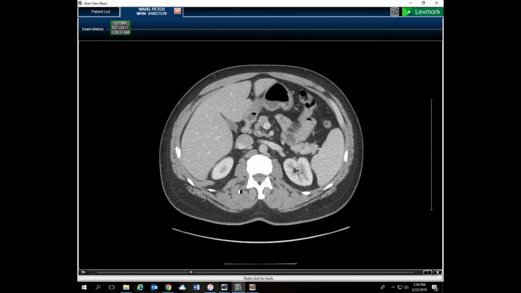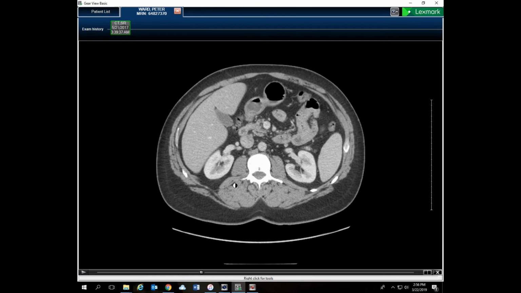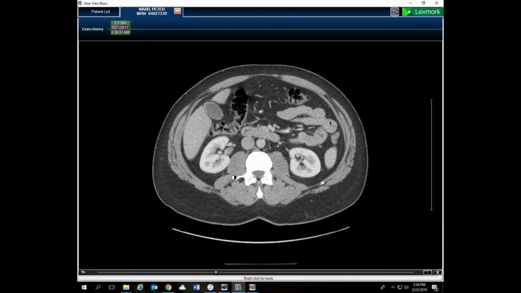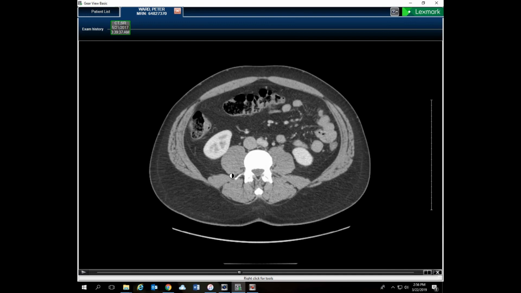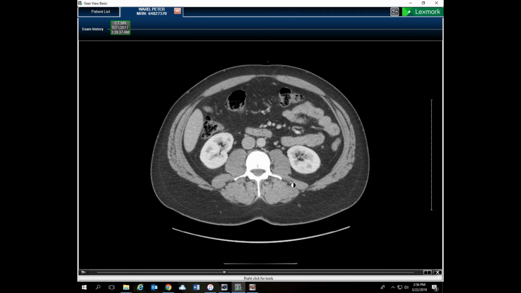Now I'm going to back up a little bit, and I want you guys to see if you can spot the thing I spotted. It's pretty subtle, and I only knew to find it because I was looking for it.